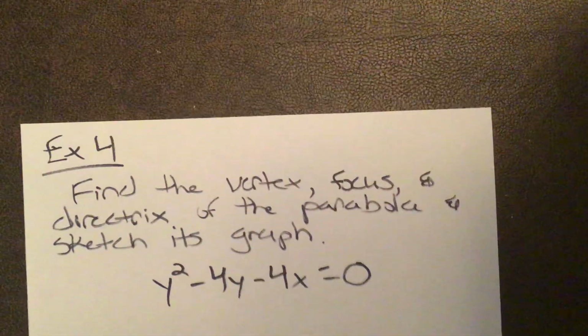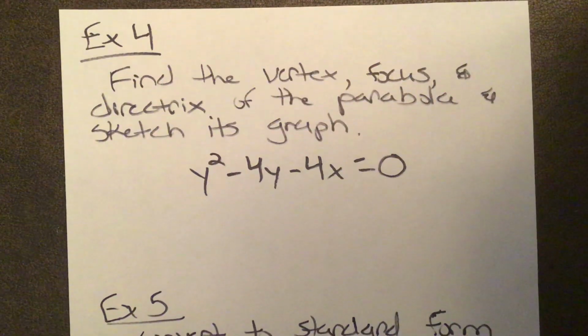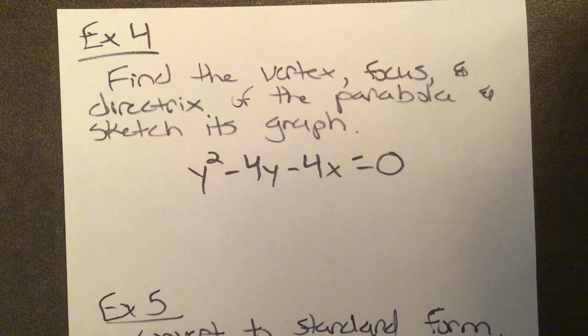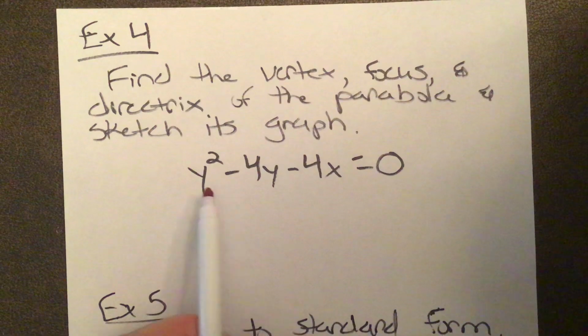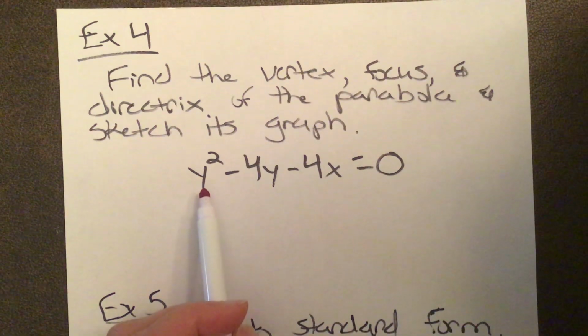All right, we're going to do a couple more now where we have to complete the square, because we have not had to do that yet, but we know we've had to do that with our other conic sections. So example 4 says find the vertex, focus, and directrix of the parabola and sketch its graph. Okay, so this one, first of all, we know it's a parabola because we have something squared, the y squared.